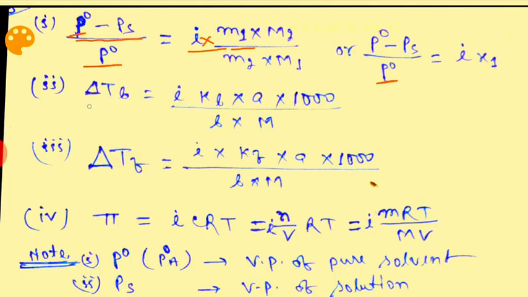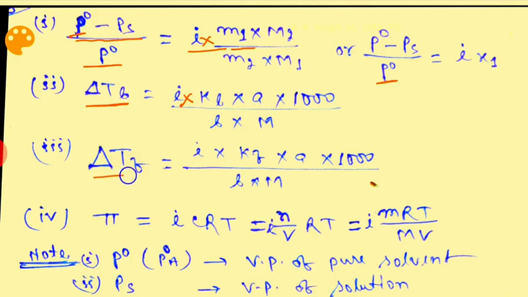Now, next equation, del TB. Del TB means elevation of boiling point. You have read elevation of boiling point is equal to Kb into A into 1000 by B into M, where A is the mass of solute and B is the mass of solvent. Now, in the modified equation, you have to write del TB is equal to I into Kb into A into 1000 by B into M. Only I is added here.